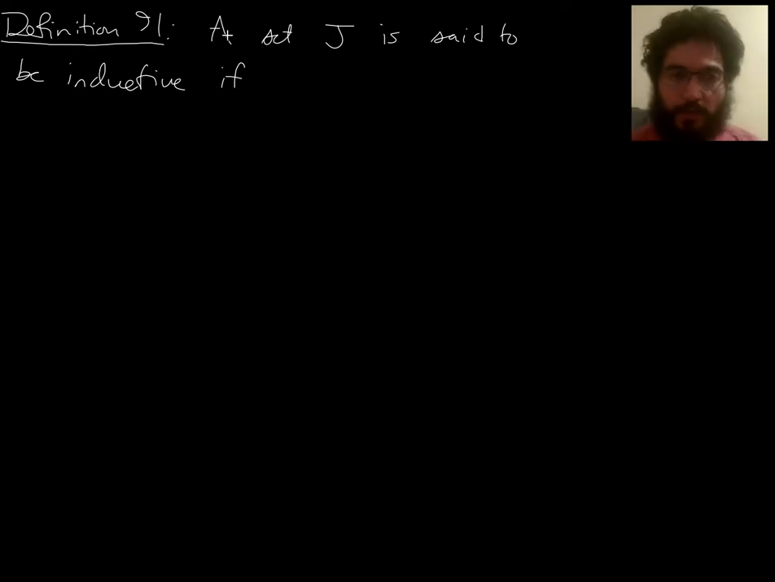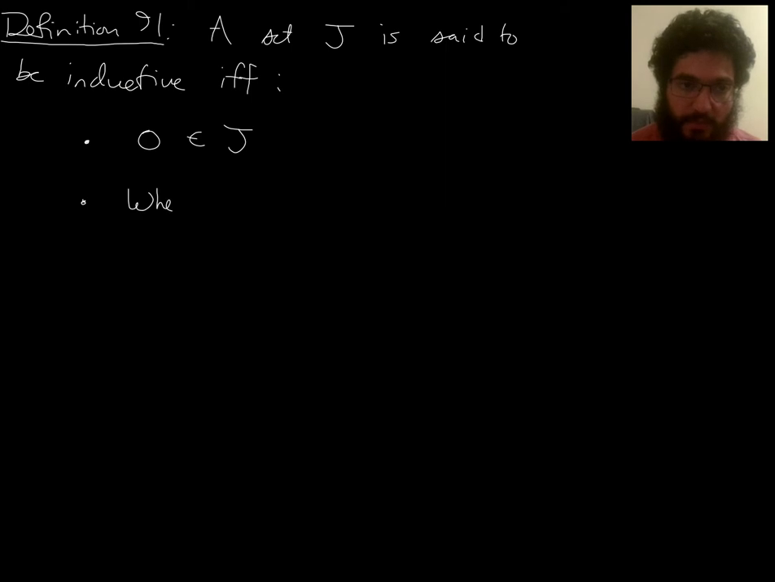Definition 91: we'll say that a set J is inductive if and only if the following conditions hold. 0 has to be in J, and whenever something is in J, the next of that something is in J.